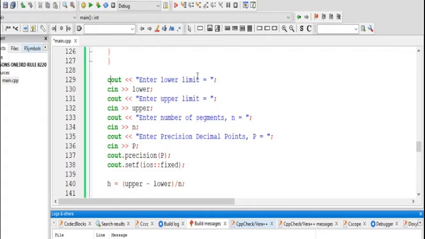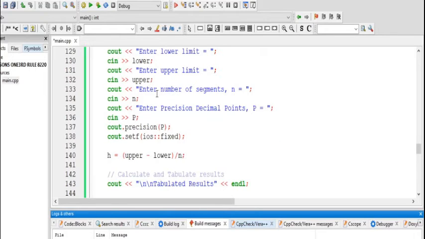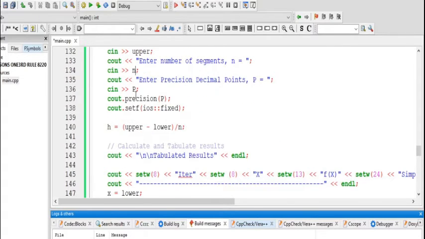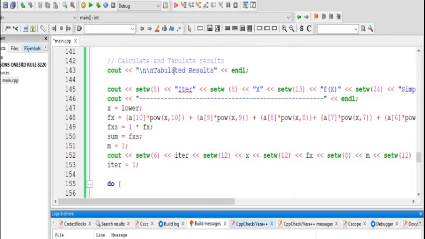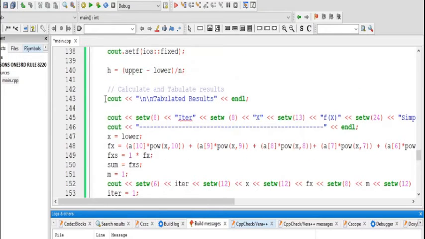And then cout also, enter lower limit, will be saved in lower, upper limit will be saved to upper, enter the number of segments will be saved to n, and then the precision will be saved to p. Set the precision p will be called the desired precision, for example 4, 5, 6 decimal points, and then this will fix the precision required. And then set h is equal to upper minus lower divided by n, and then we will calculate and tabulate the results. We will print out slash n, this is double line, new lines, tabulated results.